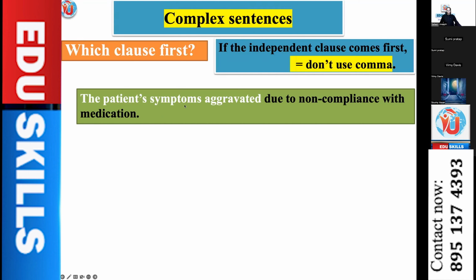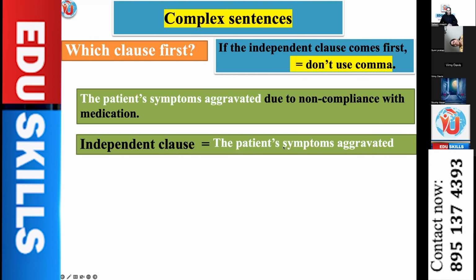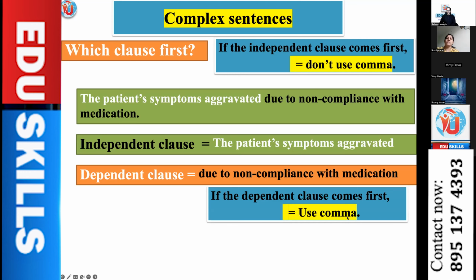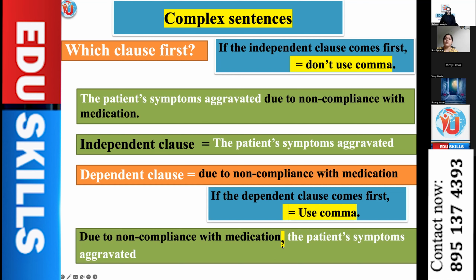And one more example: the patient's symptoms aggravated due to non-compliance with medication. Independent clause first: the patient's symptoms aggravated. That itself is a full sentence, so it is an independent clause. That's why we have not put a comma after the independent clause. The dependent clause is "due to non-compliance with medication". So if you are writing the dependent clause first, you have to use a comma.